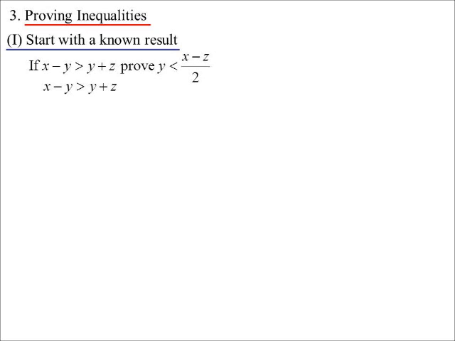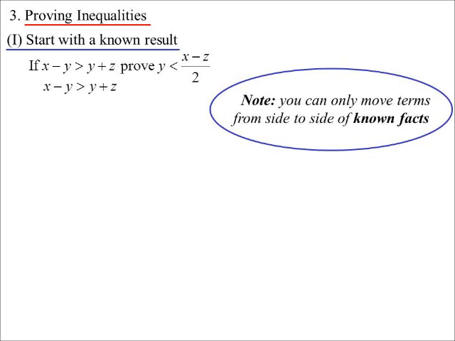This is true. So I'm going to move the y's to one side and everything else to the other. I only can do that with known facts. If I know it to be true, then I can move things around. Now I'll divide both sides by -2. And if I change the sign, I change the side. And I've proven that y is always less than (x minus z) on 2. So in that case, I can manipulate because I started with something I knew to be true.